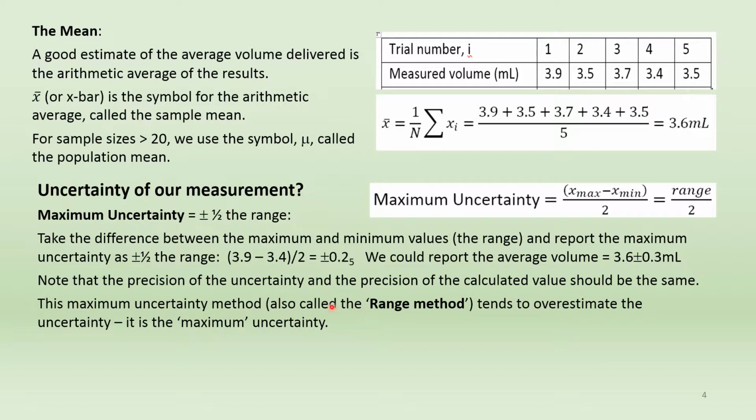So this maximum uncertainty is also called the range method. It tends to overestimate the uncertainty. It's called the maximum uncertainty. What we want to report is the most probable uncertainty.